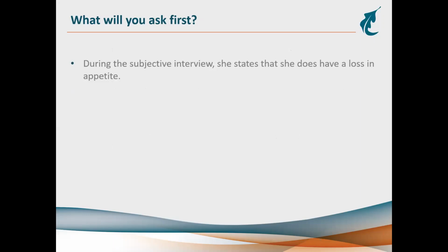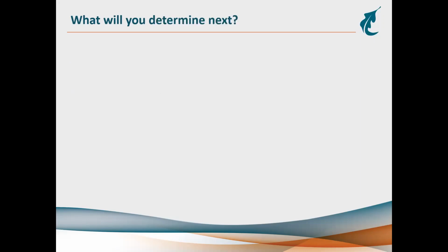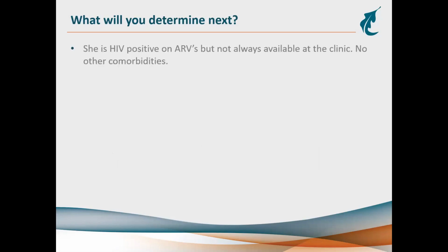So during this objective interview, she states that she does have an appetite. So that would have been any constitutional symptoms that she might have. And then the next step would be to look at any associated factors. We asked her, and she said she's HIV positive and on ARVs, but the ARVs are not always available at the clinic. She doesn't have any other comorbidities. So once again, you move on because she does have one of the associated factors. And she lives in South Africa, which is a TB prevalent country.